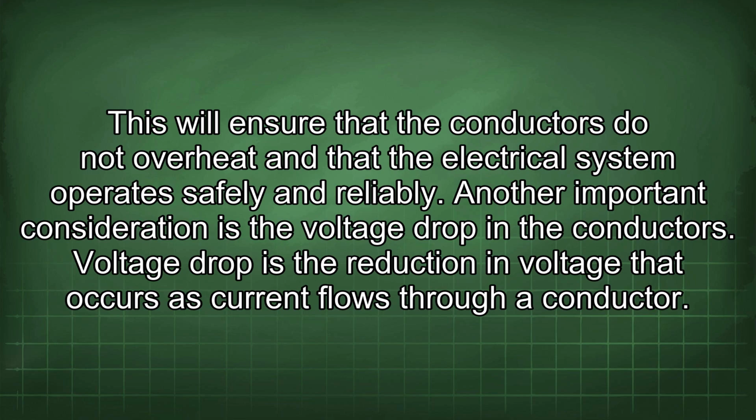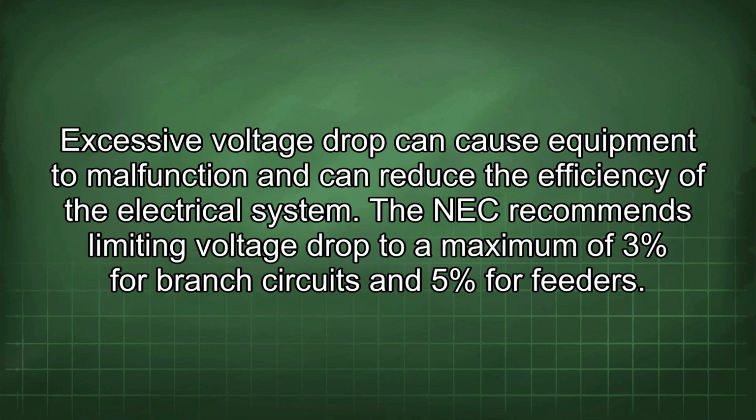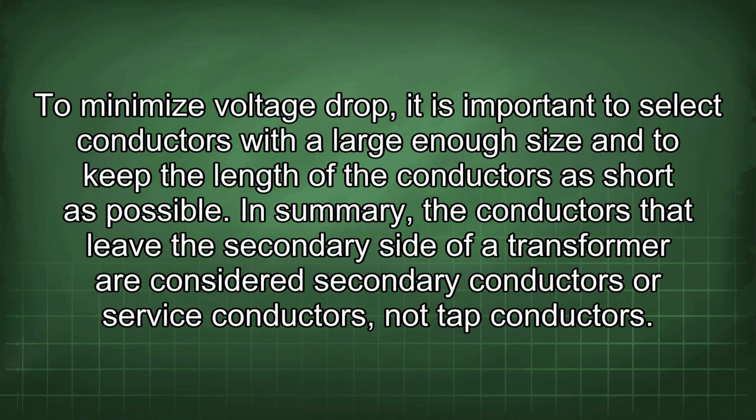Another important consideration is the voltage drop in the conductors. Voltage drop is the reduction in voltage that occurs as current flows through a conductor. Excessive voltage drop can cause equipment to malfunction and can reduce the efficiency of the electrical system. The NEC recommends limiting voltage drop to a maximum of 3% for branch circuits and 5% for feeders. To minimize voltage drop, it is important to select conductors with a large enough size and to keep the length of the conductors as short as possible.